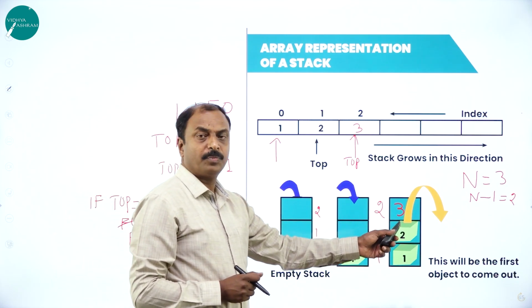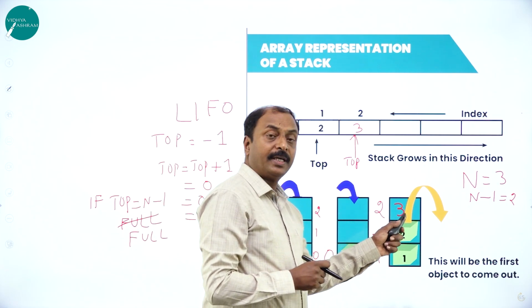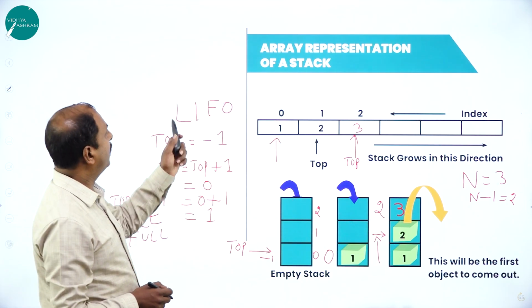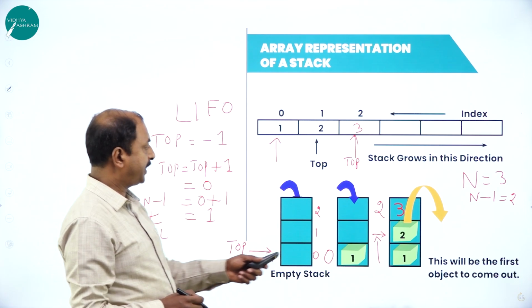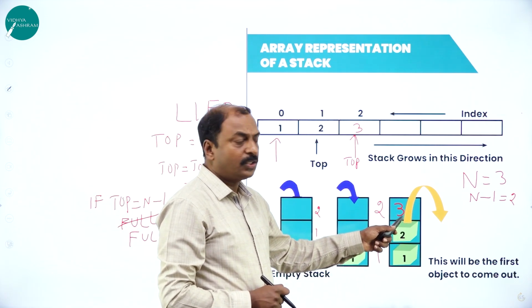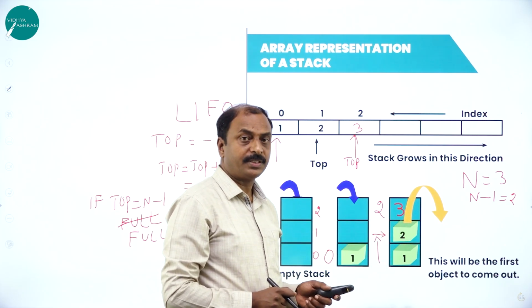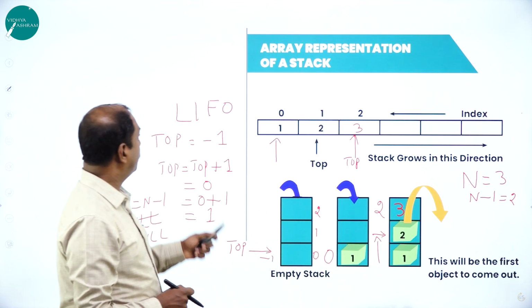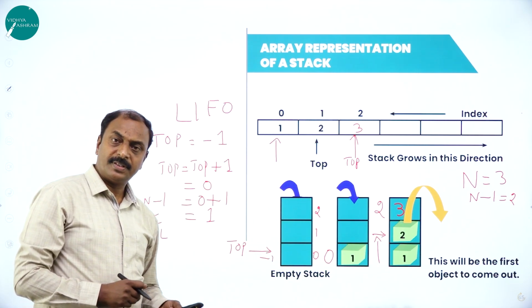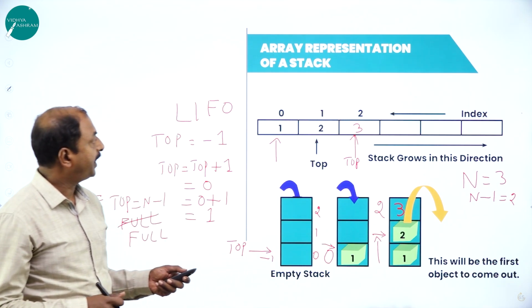Now if you want to remove an element here, we have to remove only the last element inserted. That is last in, first out. In this example, 3 is the element we have inserted last, so that has to be removed first, or deleted first. That is the concept of LIFO, the principle followed in stack. Now let us move on to the next slide.